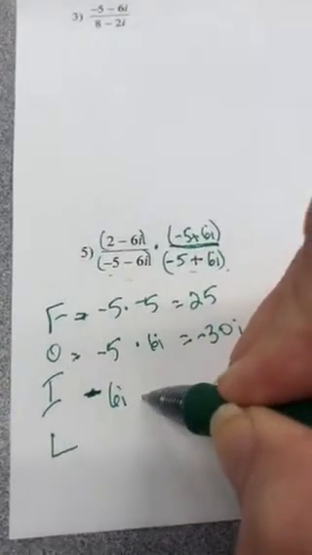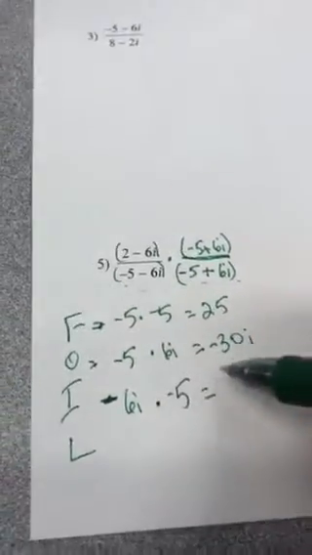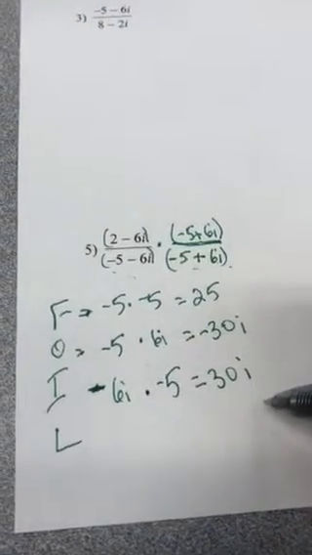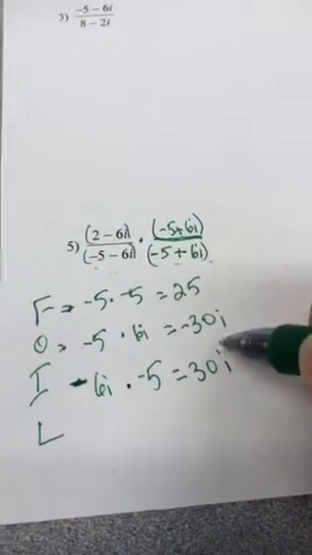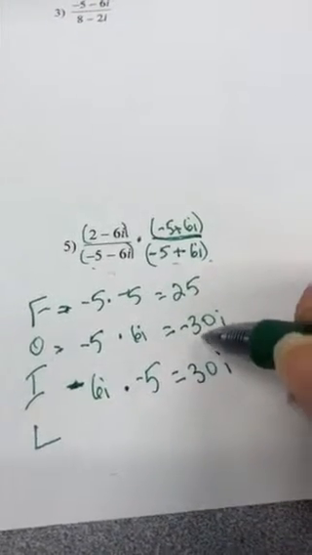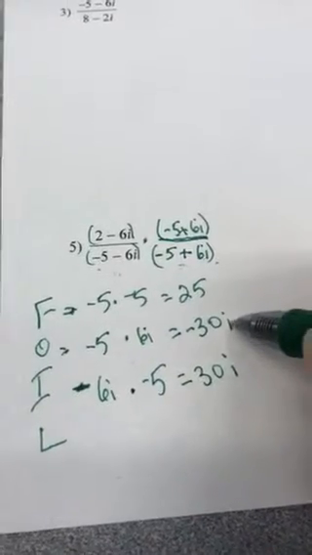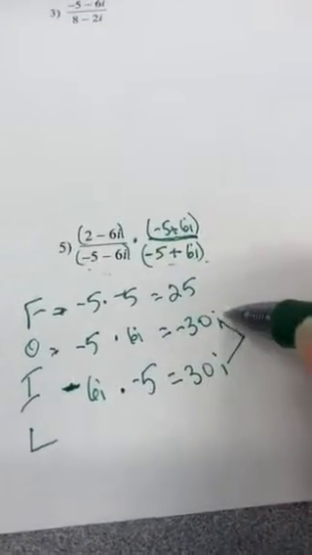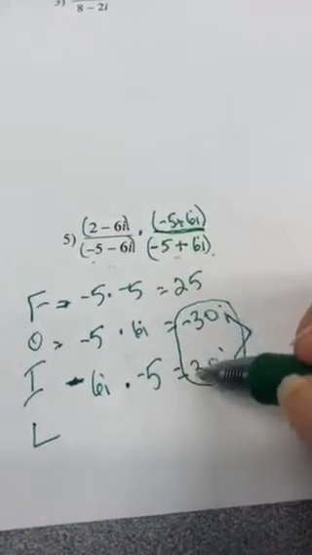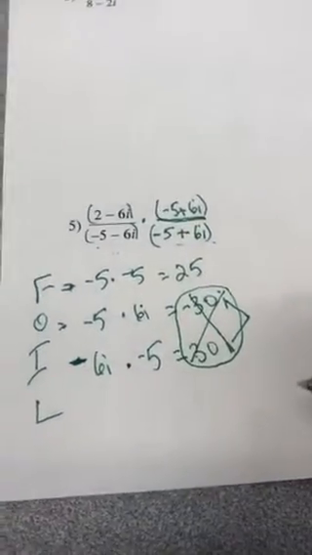Come down here on my I. -6i times -5. Negative times a negative is a positive. 6 times 5 is 30i. Oh, look at that. I have -30i and positive 30i. If I have 30 cows and I give you 30 cows, how many cows do I have left? 0. All my cows are gone. And that's the goal here. When we get these 2 and they match exactly, except for one's positive and one's negative, they cancel out. Your students pretty much know that by now.